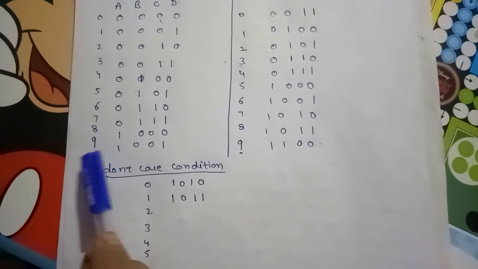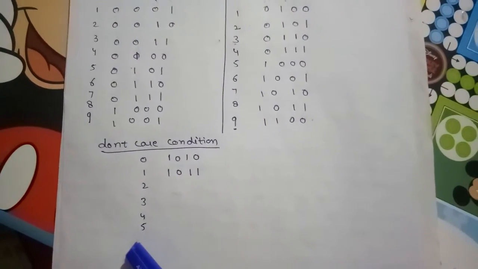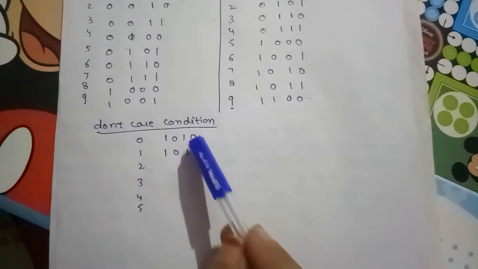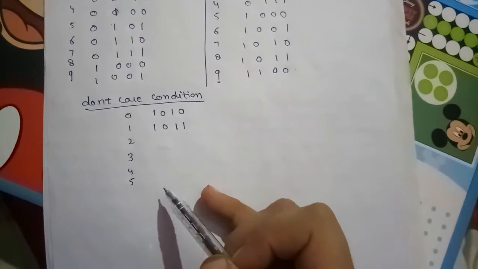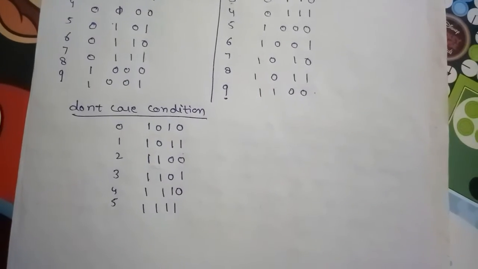Now after that, from 10 onwards up to 15, there are don't care conditions. So we are writing the don't care conditions like this: 10, 11, then 12, 13, 14 and 15. These are the don't care conditions.